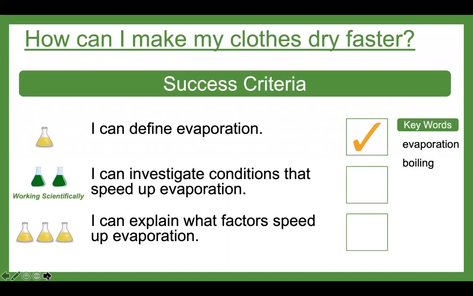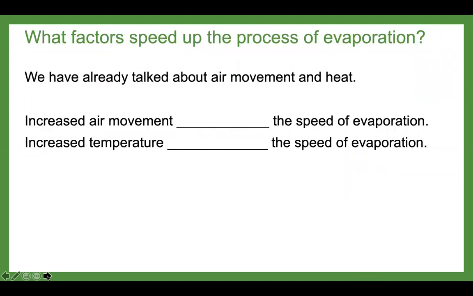So now we can tick off our second success criteria. I can investigate conditions that speed up evaporation. Well done. So what factors speed up the process of evaporation? We have already talked about air movement and heat. Increased air movement, the speed of evaporation. Increased temperature, the speed of evaporation. What should go in the space? So increased air movement increases the speed of evaporation, and increased temperature increases the speed of evaporation.